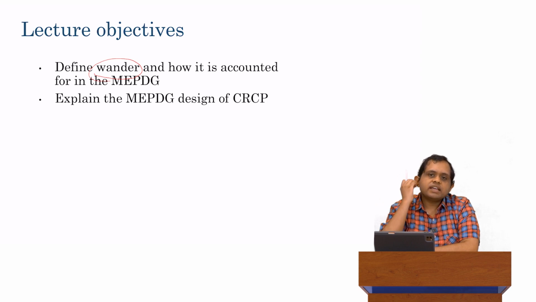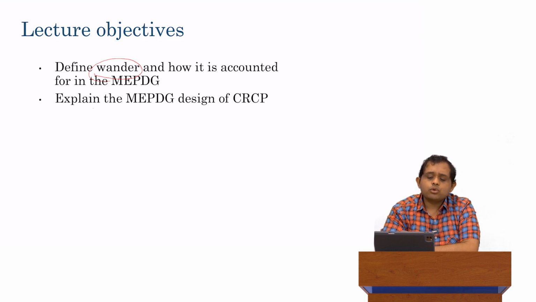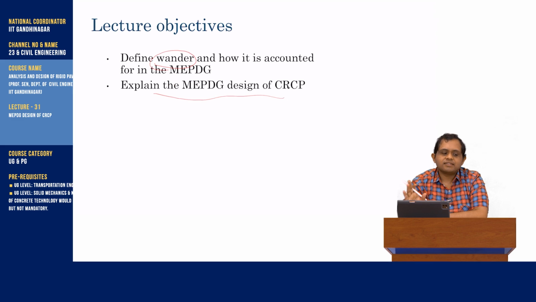Later on, we will see in the Indian practice, which is IRC 58 for JPCP and IRC 118 for CRCP, how wander is accounted for in the Indian practice. But I wanted to show you how the AASHTO pavement ME accounts for wander and what is wander? And then we'll go into the full analysis, full consideration of how the MEPDG does design of CRCP.